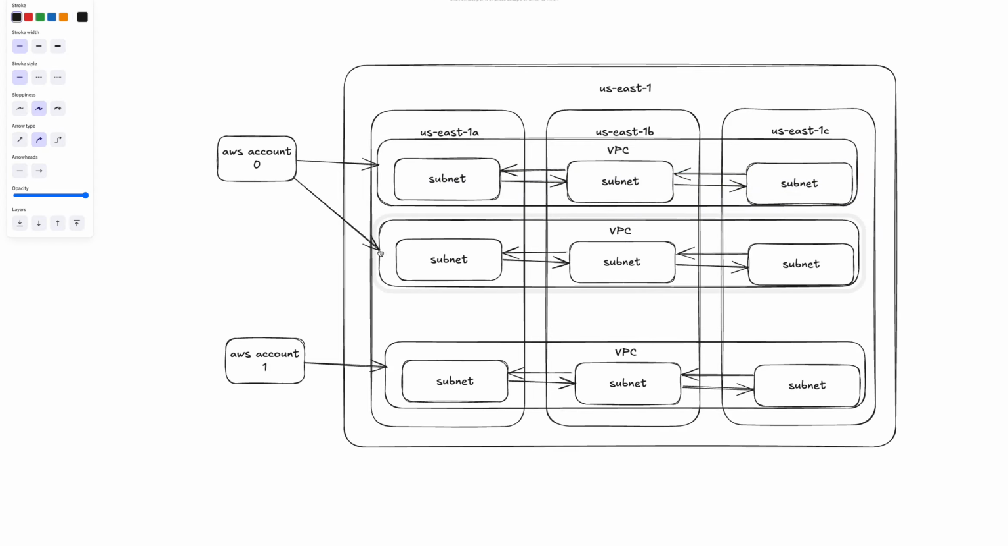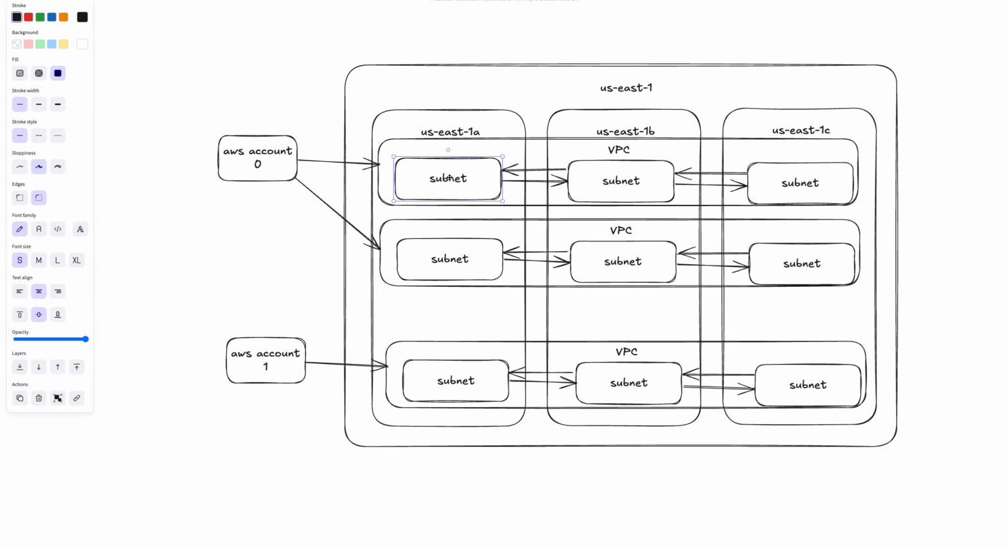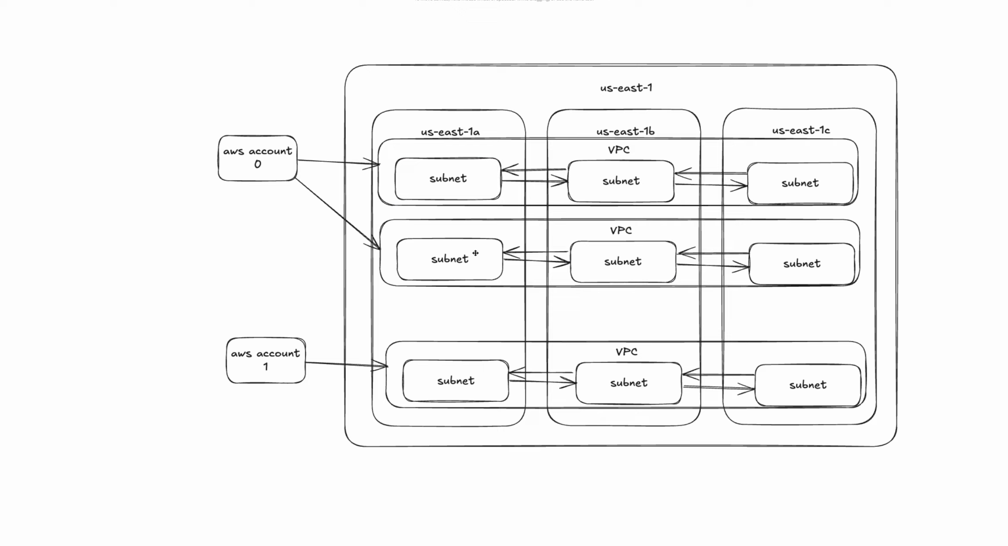So now my account 0 has another VPC, and those VPCs are completely isolated. There is no way a service from the US East 1 availability zone subnet in the first VPC can communicate with this one. There is no way. These VPCs are isolated. However, we can set up communication between those VPCs, but it's a completely different topic that I won't be covering in this video.